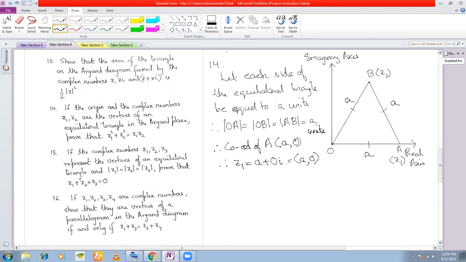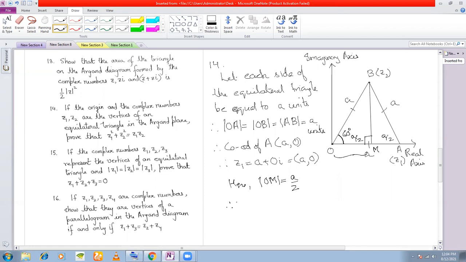Now what about the complex number Z2? In order to find out the complex number Z2, draw a perpendicular from here. Remember, we did a similar problem in class 9, but this time with a little difference. We'll find out this length. Let us call this point M. So here, mod OM is equal to a by 2, right? Because this part is a by 2 and this part is a by 2. And this angle is 60 degrees because it is an equilateral triangle.